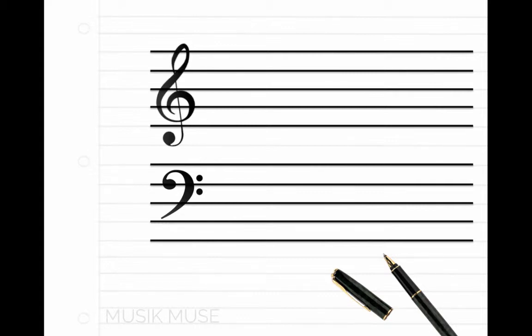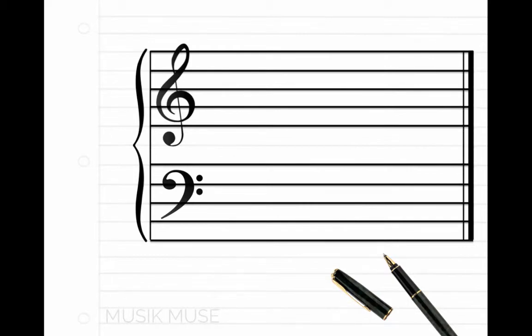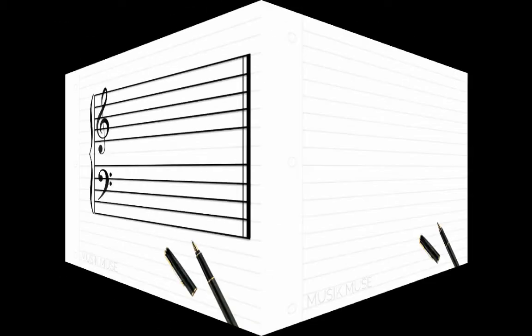To represent the left hand or the lower registers of the keyboard is the F clef or bass clef. The bass clef is found on the lower staff. The 2 staves are connected together by a brace, a bar line, and a double bar line to end each piece. All of these elements together are called the grand staff.